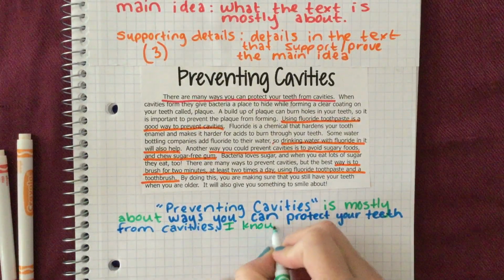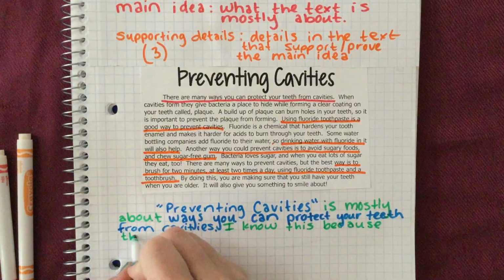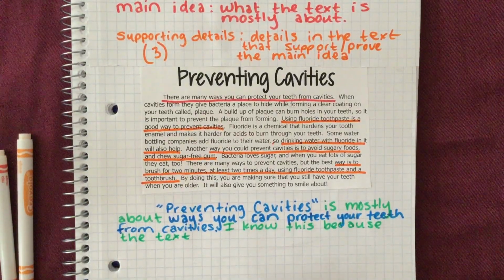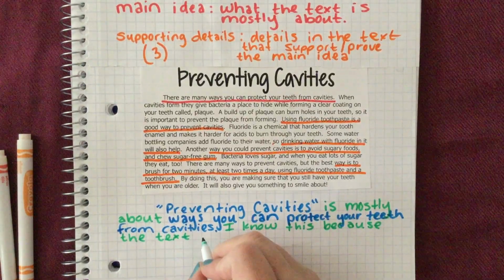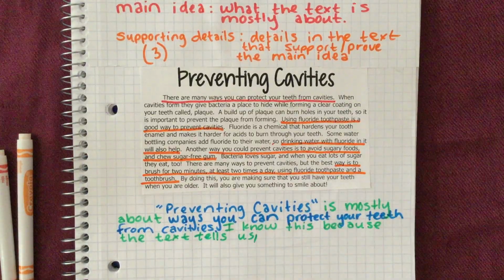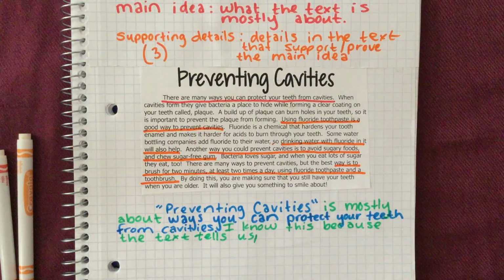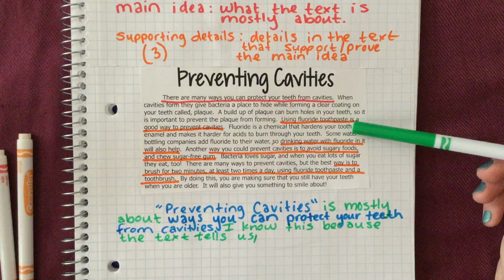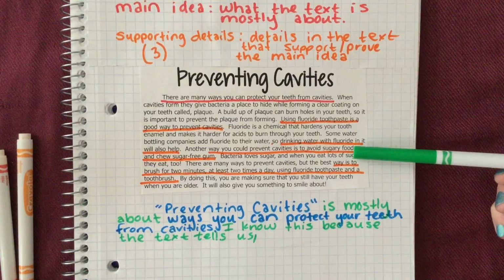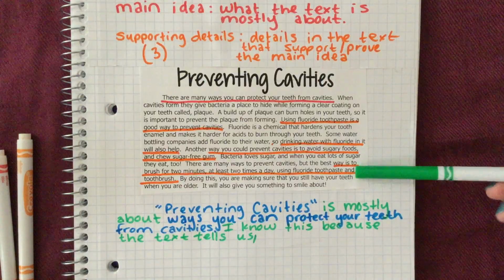I know this because the text, now last time we said says, and remember that was one of our dead words. So I'm going to say because the text tells us. What does the text tell us? Let's choose the best details that we can from these 4. Okay, so fluoride toothpaste, drinking water with fluoride, avoid sugary foods and chew sugar-free gum, and then brush for 2 minutes at least 2 times a day using fluoride toothpaste and a toothbrush.